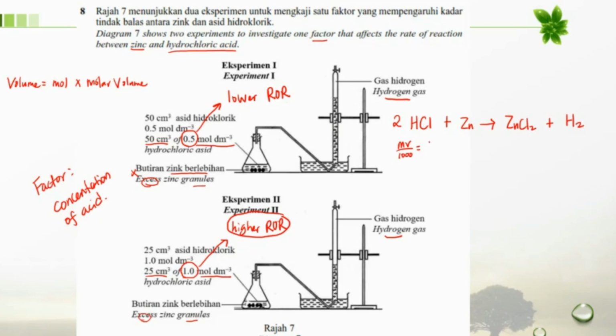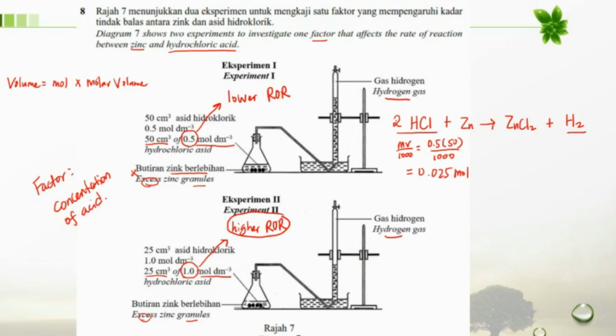So we can calculate. Molarity is 0.5, V is 50 over 1000. So you will get MV over 1000. What is the value? Okay, 0.025 mole.